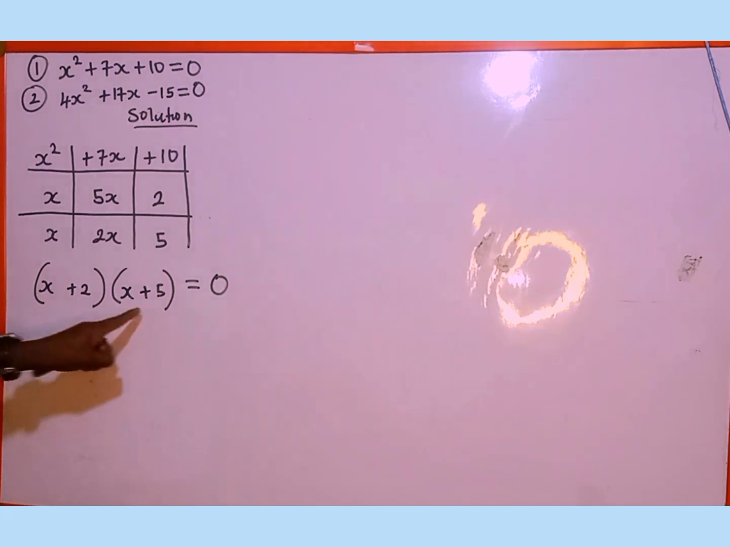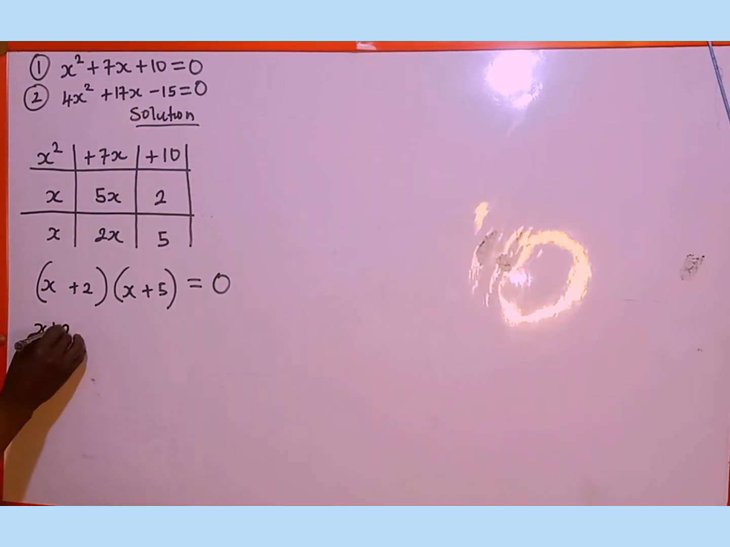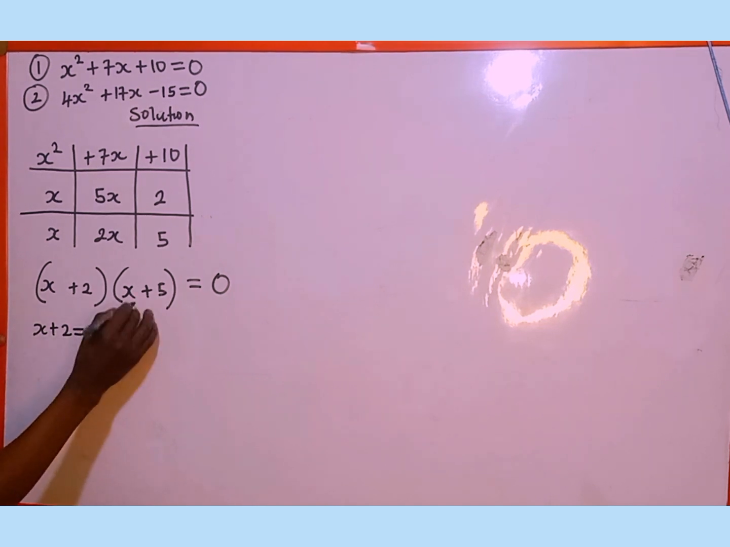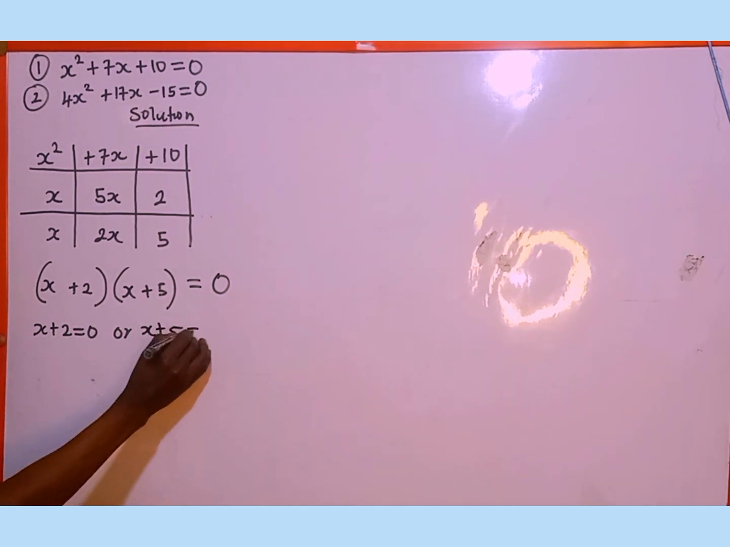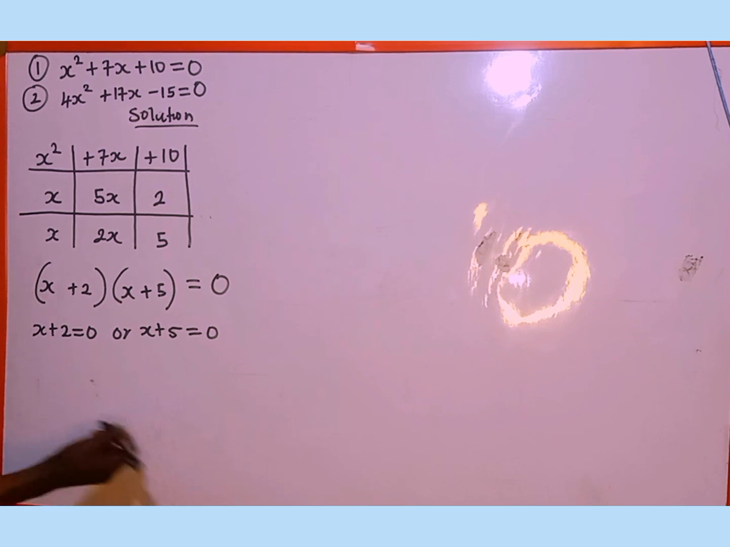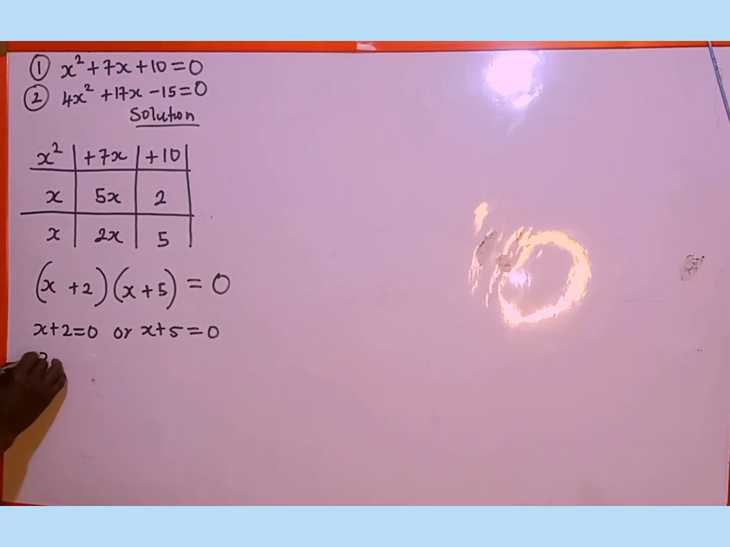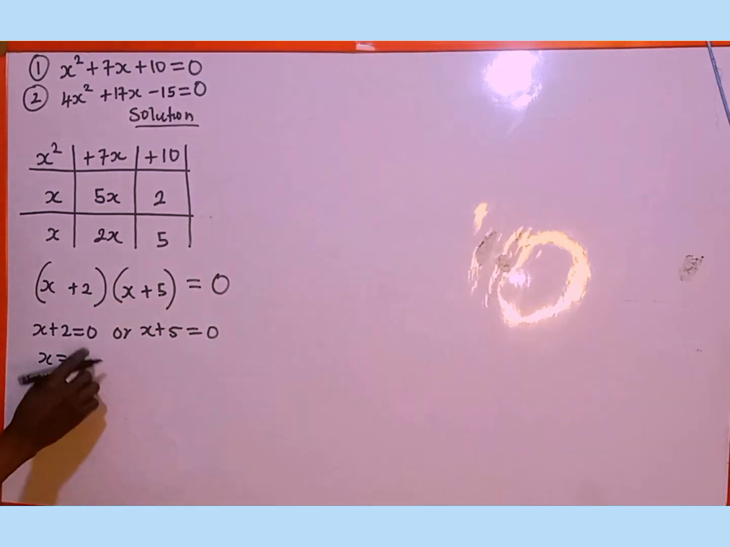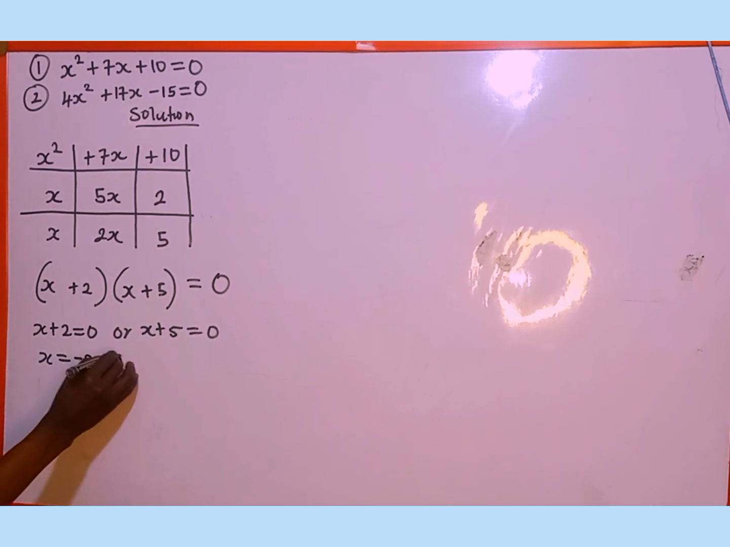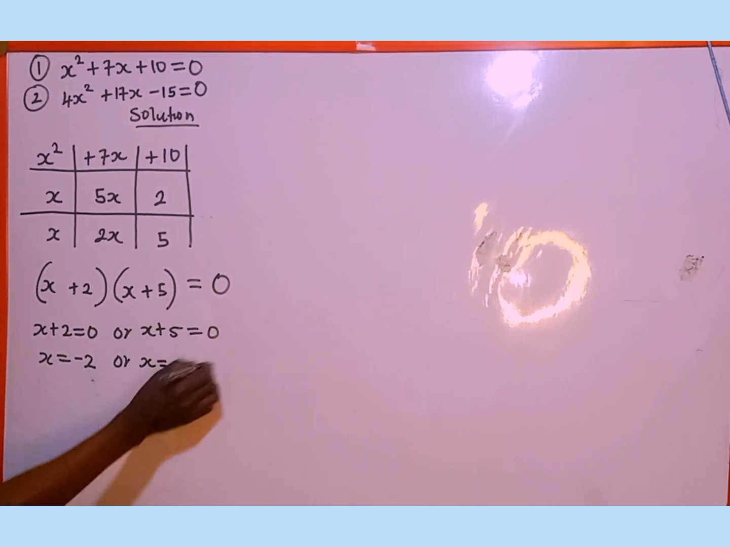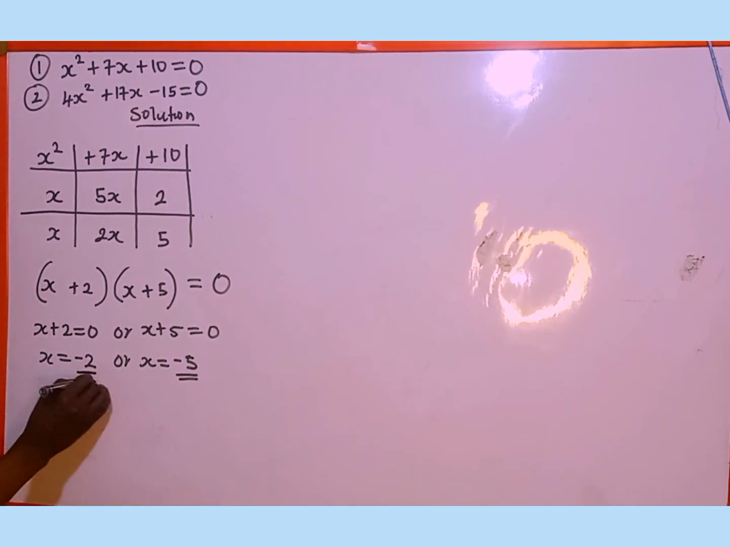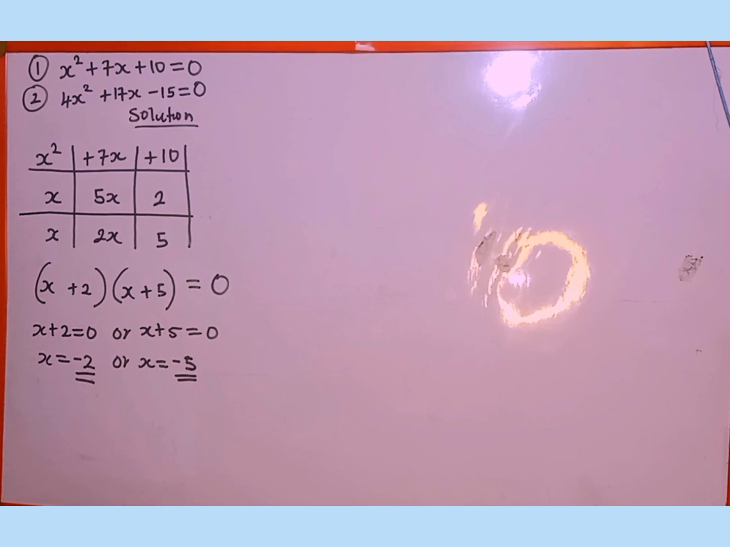Now, when two terms are multiplied by each other and equal 0, either x plus 2 is equal to 0, or x plus 5 is equal to 0. It's very easy to solve the value of x. x will be equal to negative 2, taking this 2 to the other side, or x will be equal to negative 5 when positive 5 crosses the equality sign. Therefore, the values of x in this quadratic equation are negative 2 and negative 5.